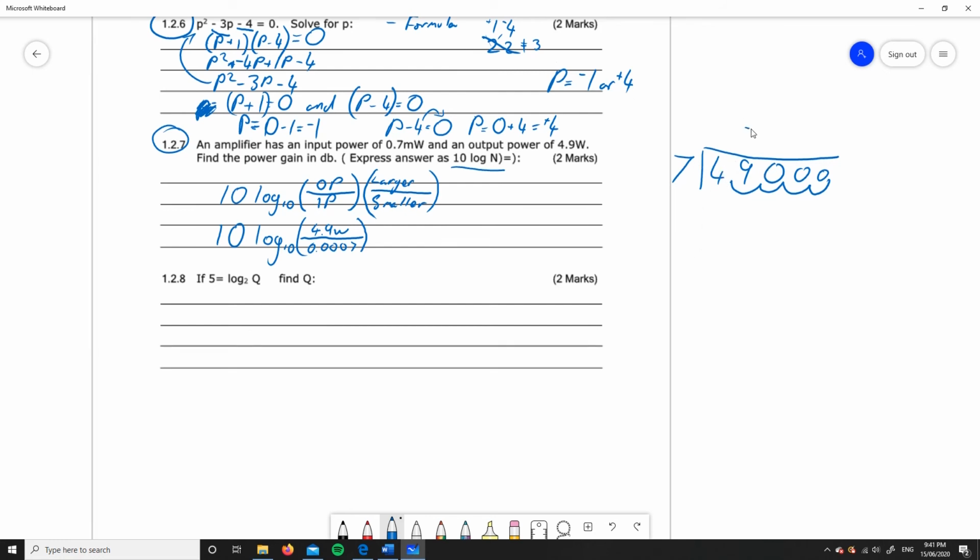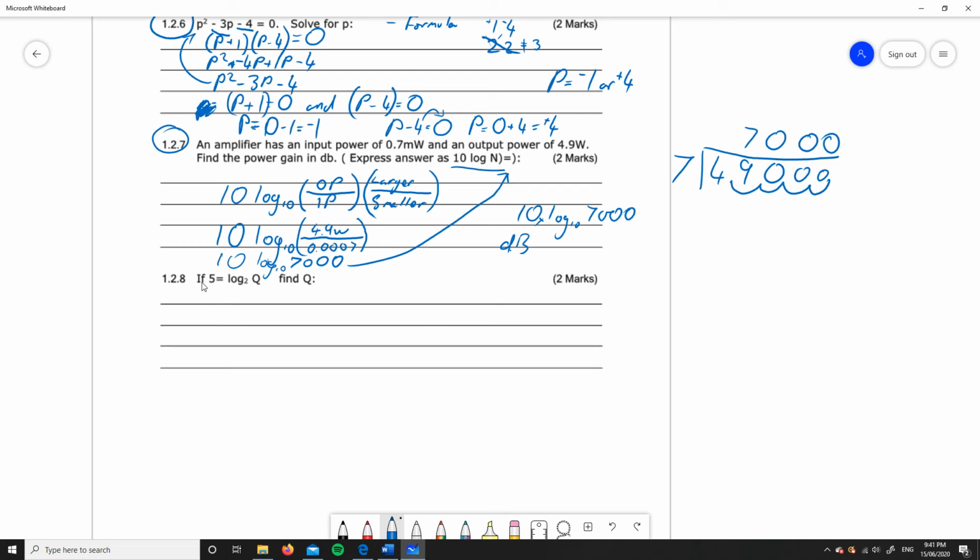49,000 divided by 7 should be nice and easy to work out as 7,000. So from there, all I have to do is 10 log 10, 7,000. And that is in the formula they've left there. The reason this 10 is here is because we're giving our answer in decibels, so deci being a multiplier of 10.